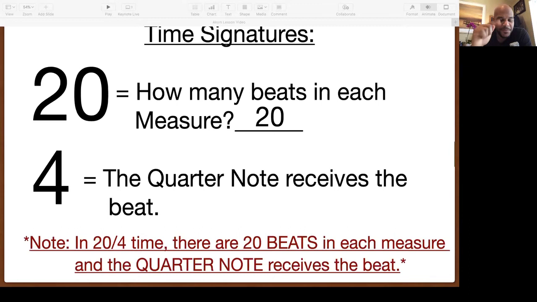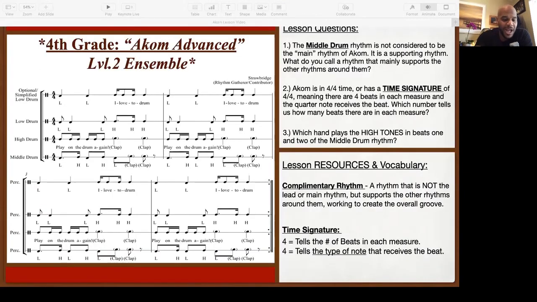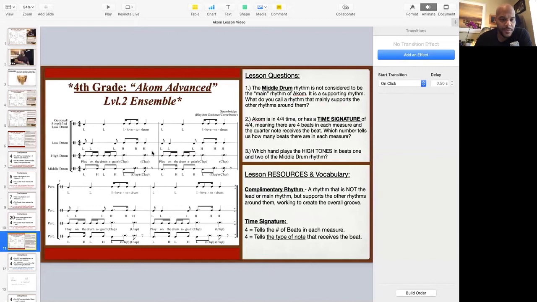So here's our statement. In 20/4 time, there are 20 beats in each measure, and the quarter note receives the beat. Okay, so let's apply that to our Akom rhythm. Remember, the time signature is at the beginning. Our piece Akom is in 4/4 time, meaning there are 4 beats to each measure, and the quarter note, or the measure divided into 4 quarters, receives the beat. And I told you before, beat number 1, beat number 2, beat number 3, beat number 4.